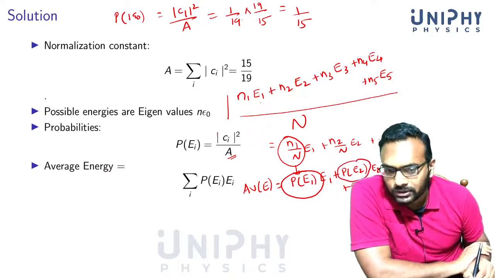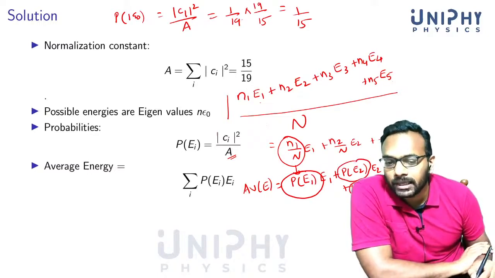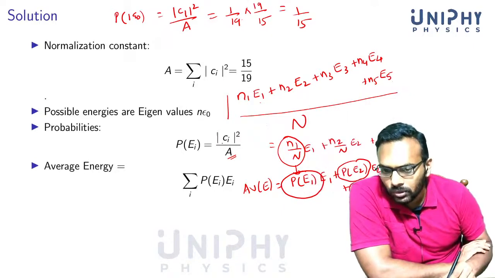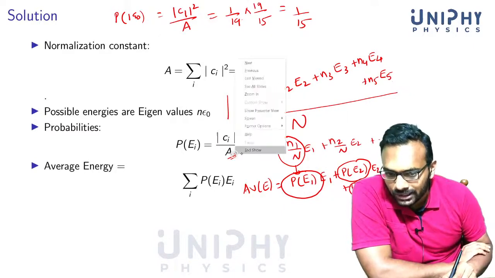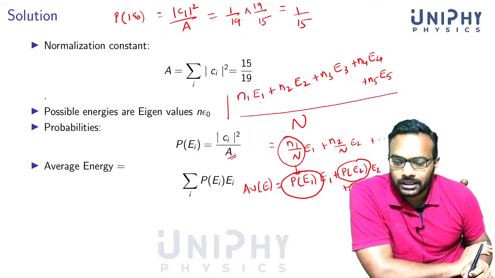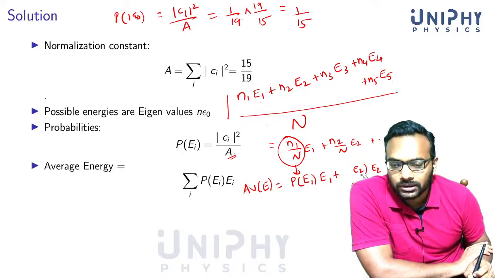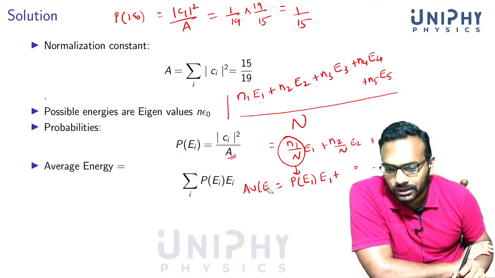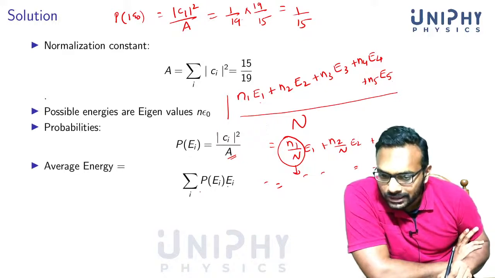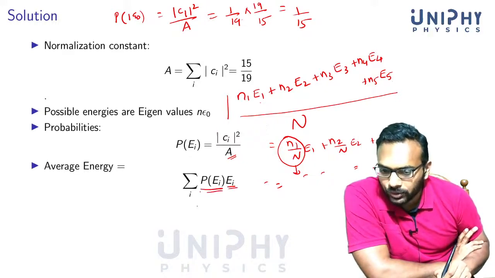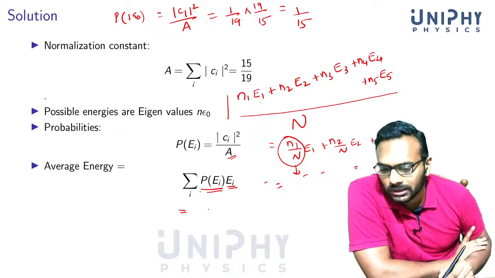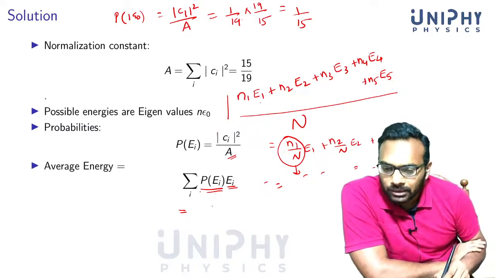So the average value obtained can be predicted by our theory because P of E1 is given by modulus of C1 square divided by A, P of E2 is given by modulus of C2 square divided by A, etc. So you can calculate the average energy like this. Just multiply each value of energy by the corresponding probability. You can do the numerical calculation at home, but the answer would be this.